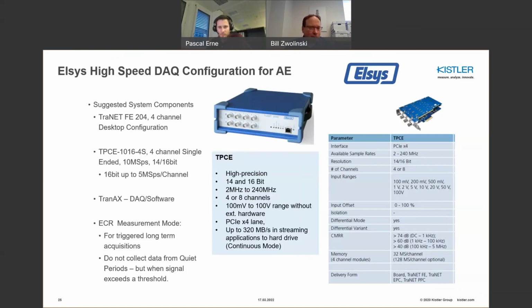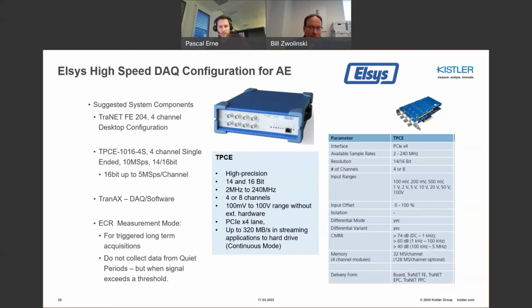What I like about the Elsys system is its capability of up to 240 megasamples per second, which is absolutely crazy, that you can do such high-speed data acquisition. But for acoustic emission, in the 5 to 10 megasample per second range, simultaneously sampled channels, is easily done. High fidelity from 14 to 16-bit resolution, so you're easily capturing 90 dB dynamic range, which will easily satisfy your acoustic emission needs.